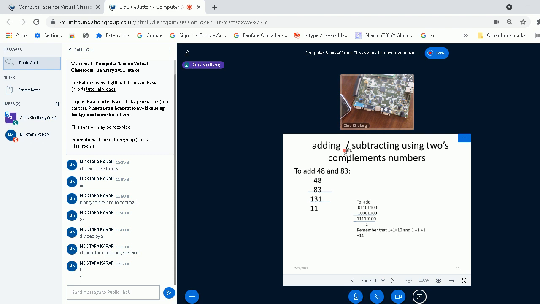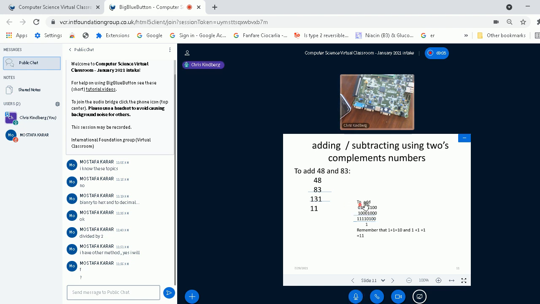So what about adding and subtracting using 2's complement numbers? Well, obviously to add 43 and 83 in decimal is as easy as that. 3 and 3 is 6... 8 and 3 is 11, carry 1, carry the 1. 8 and 4 is 12, add 1, you get 13, 1, 3, 1.